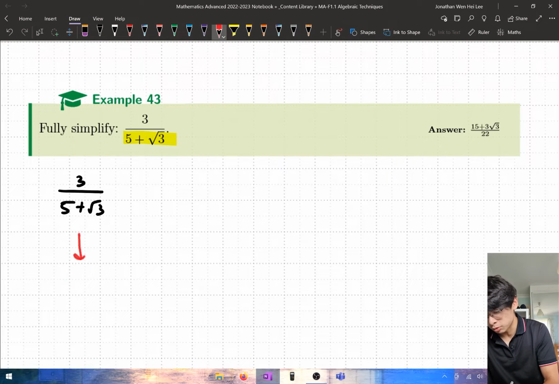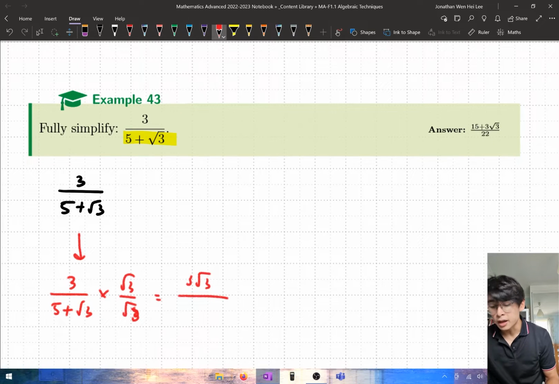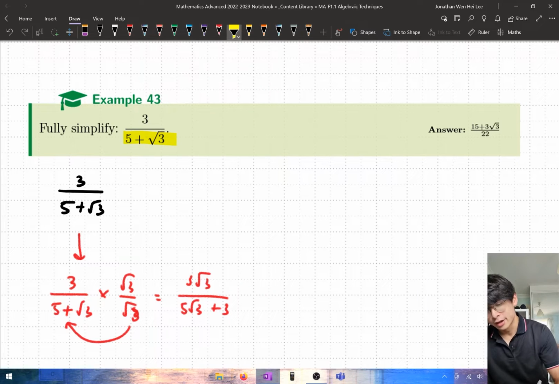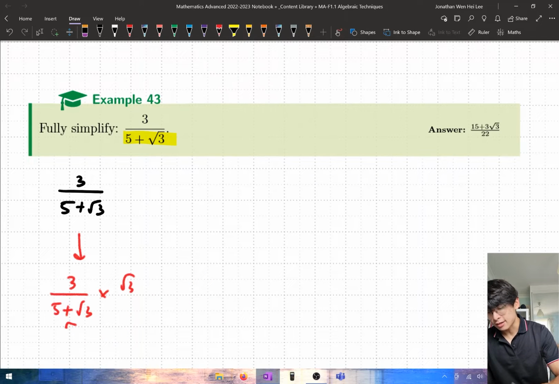So if I was to multiply by square root 3, in the numerator I get 3 root 3, but in the denominator, well, that square root 3 would also need to multiply with that 5. And so when I multiply by square root 3, I'm going to get 5 root 3 plus 3. And that doesn't actually fix up the problem. There's still a surd in the denominator. So I don't want that in at all. Actually, I'll leave this here just so you can see what not to do.